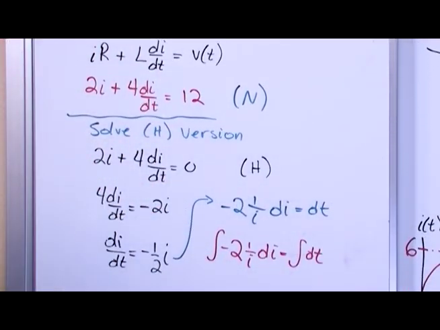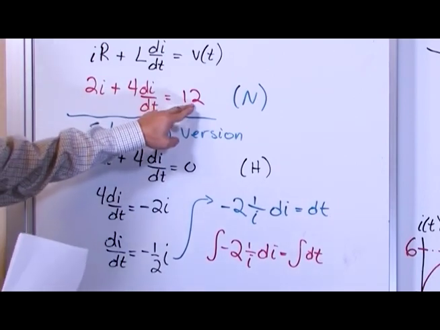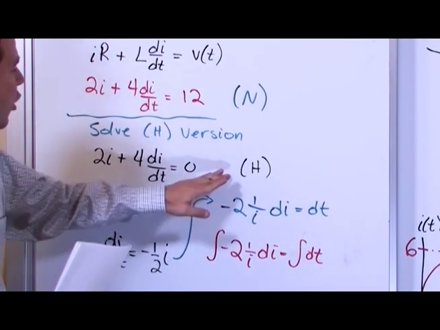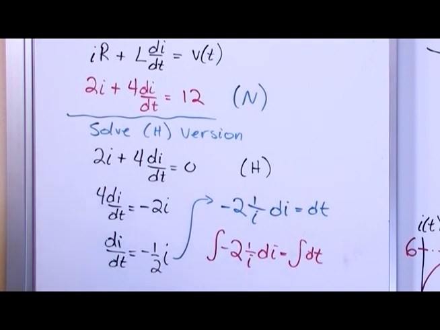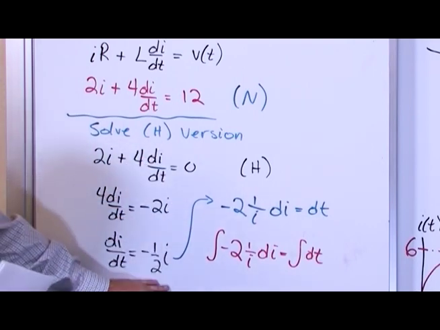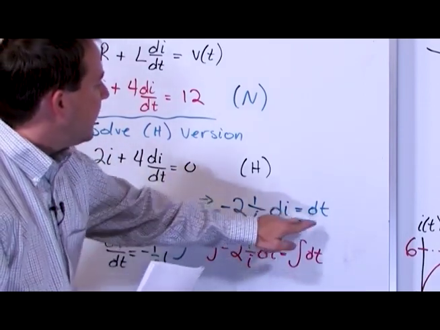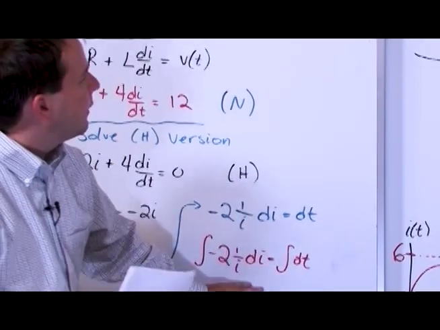You look at it, you have some experience now with differential equations. You see that you might be able to solve it by variation of parameters. So you set the forcing function to zero so that you have the homogeneous version. And so you have this, you move things over, you see that it's separable, so you get all of the I terms on the I side and dt on the other side. So you integrate both sides.